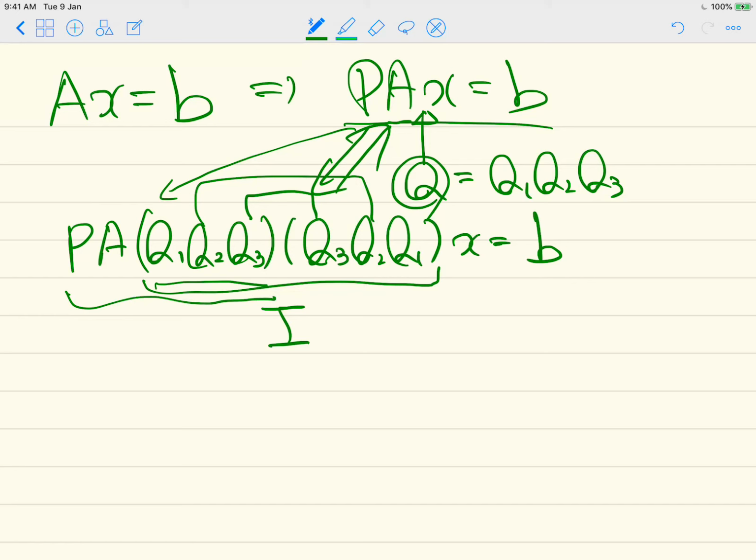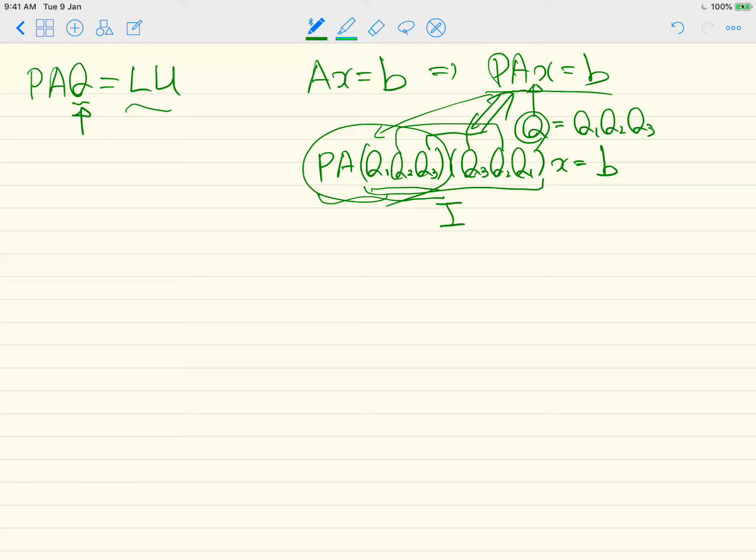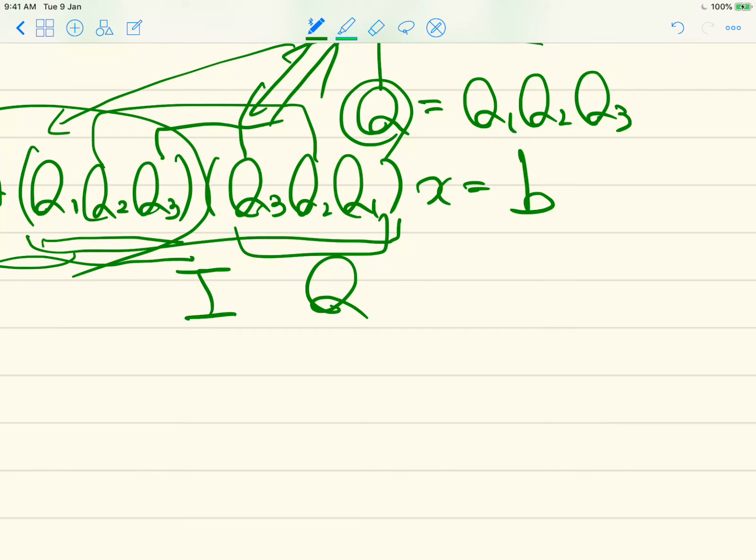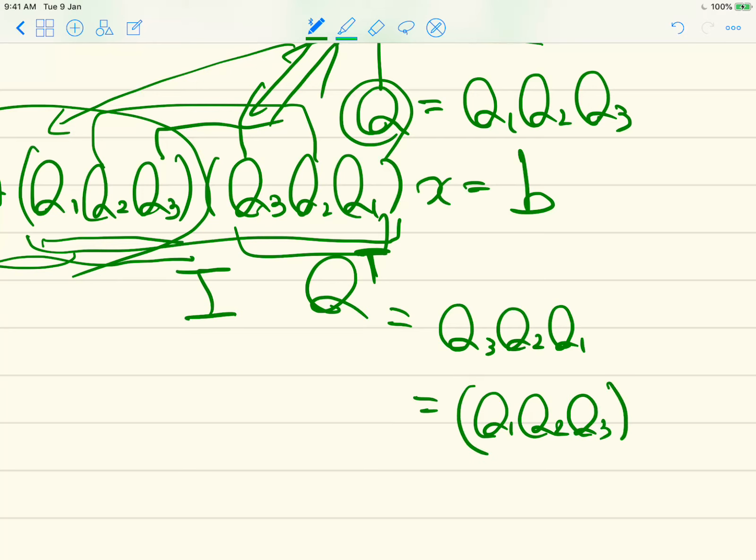Okay, so in this case, we can just change this part, PAQ, as LU, right? So in this case, LU, and this whole part is Q. So in this case, it can be written as a Q transpose. I mean, you can understand or easily prove that Q transpose, or Q3, Q2, and Q1, is actually like Q1, Q2, Q3 transposed.